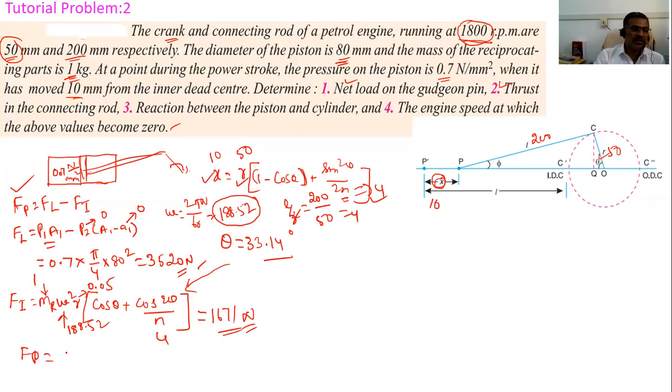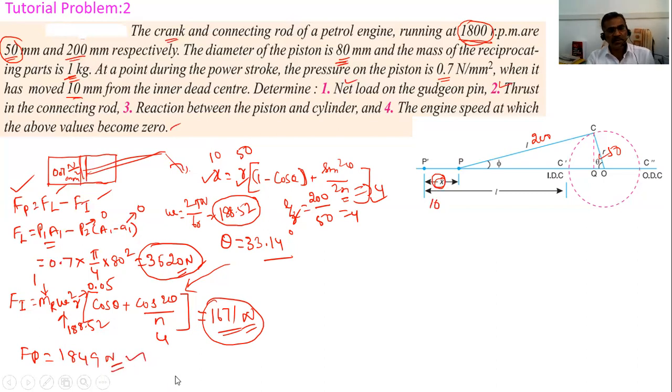Now you can find the value of FB. Then FB is equal to FL minus FI. What is FL? This is FL. This is FI. FL minus FI is equal to 1849 Newton. So this is FB.